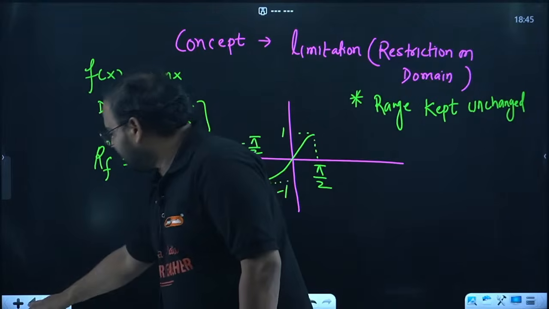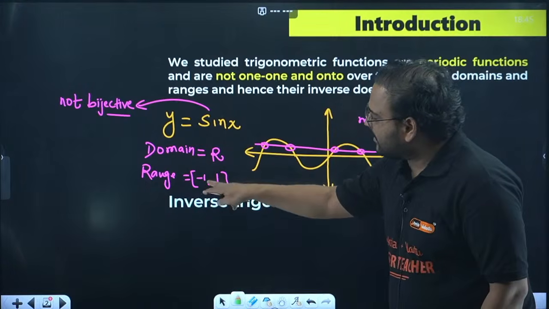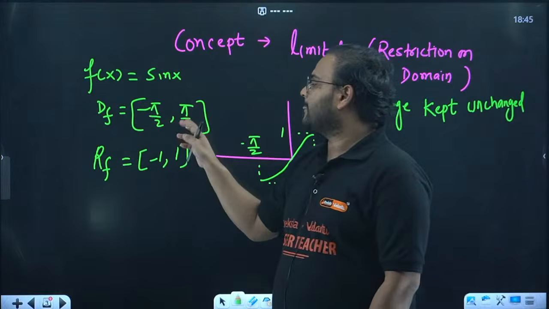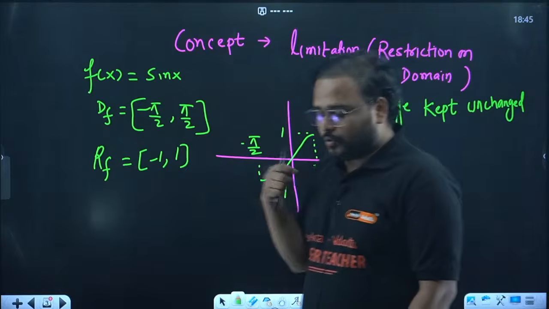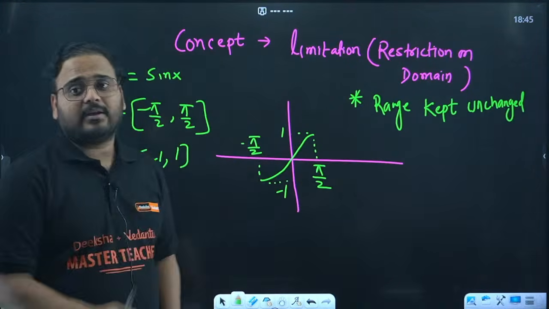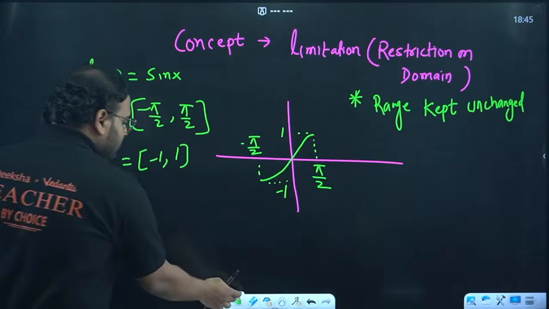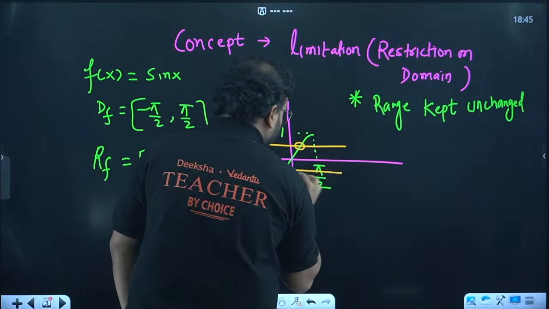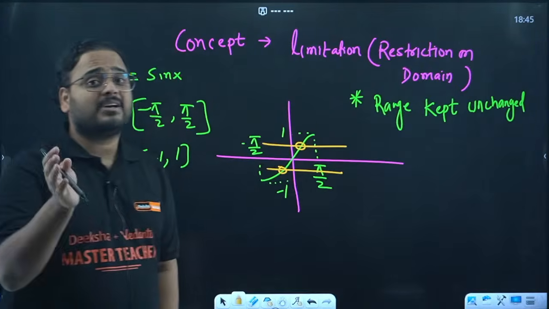So whether you take the previous example, where the domain is all real and the range is minus 1 to 1, or this case, where the domain is minus pi by 2 to pi by 2 and the range is minus 1 to 1, the range is kept the same. So the only condition required to restrict the domain is that the range is always kept unchanged. Now if you do that, look at the function: it will be an example of a 1-1 and onto function. So anywhere you draw the graph, the function will always be 1-1 and onto.